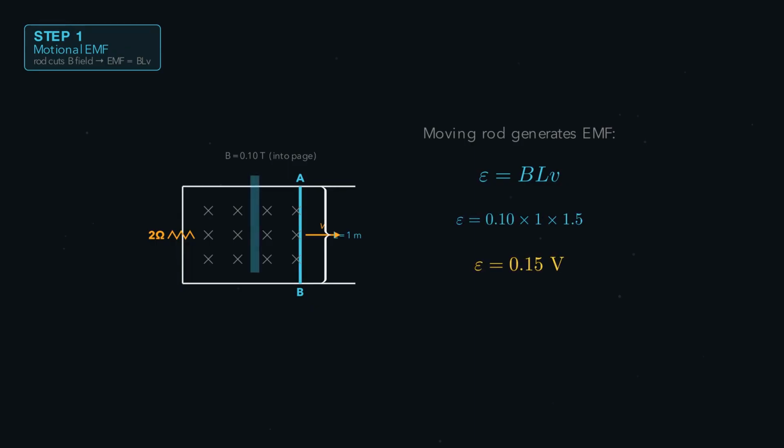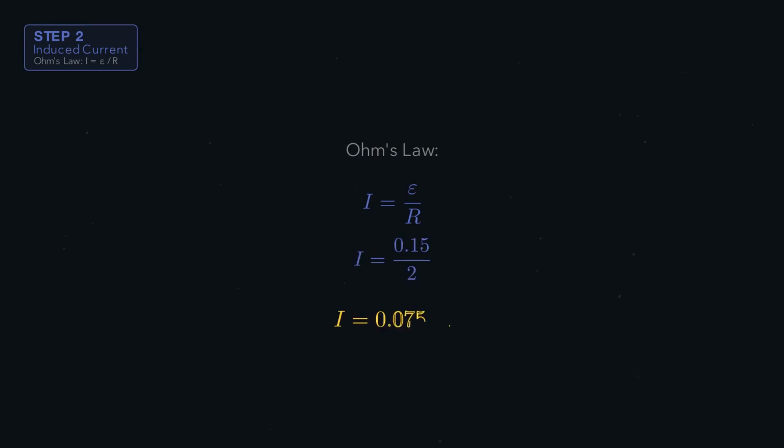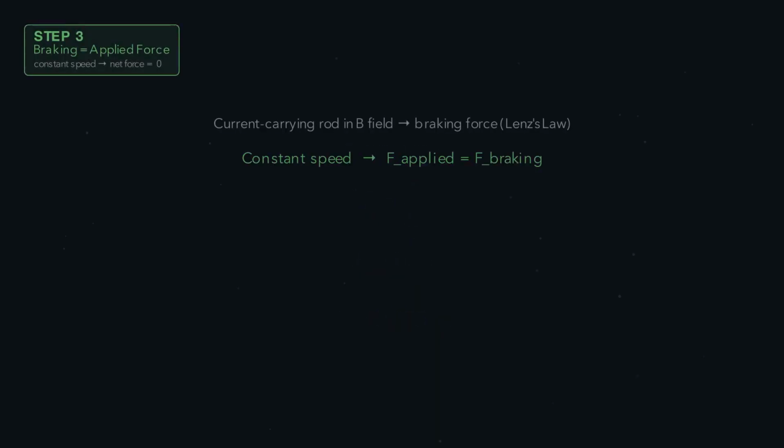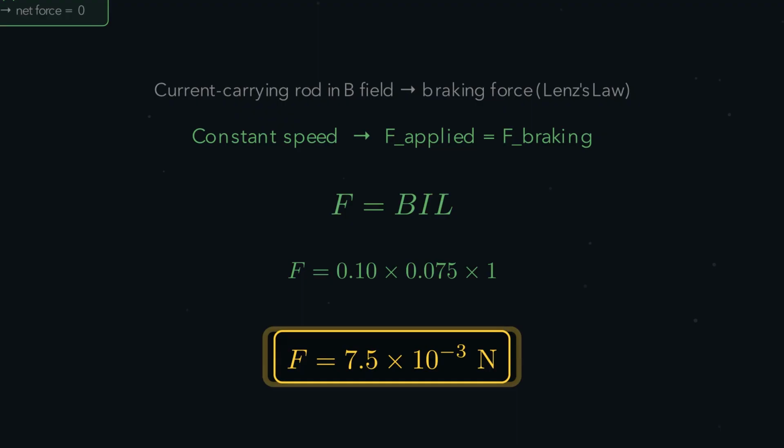When rod AB moves rightward through the field, free charges experience a force that separates them, creating a voltage. The EMF equals B times L times V. That gives us 0.15 volts. Step 2. The induced current. Current equals EMF divided by resistance. That's 0.15 divided by 2, giving 75 milliamps.